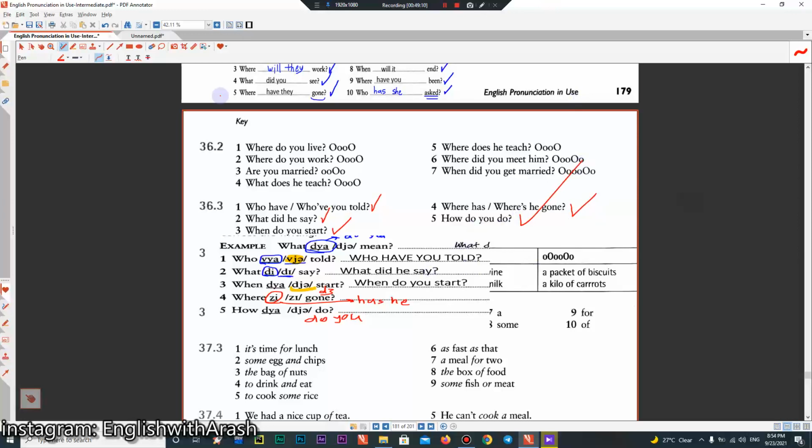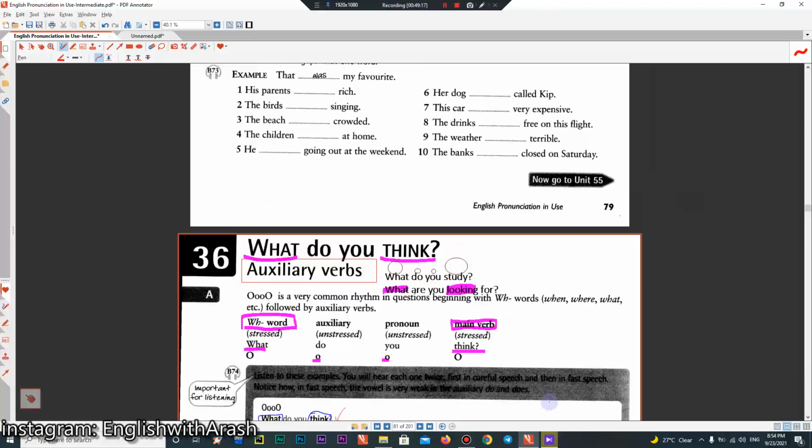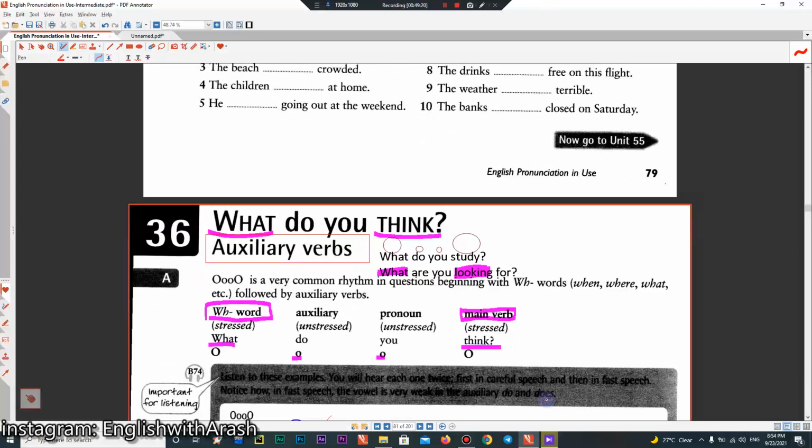So that was Unit 36, Pronunciation and Use, Level Intermediate. Today we did this lesson. It was an amazing lesson, really useful, both for understanding native speakers and if you are interested in speaking fast, this is a real must for you.